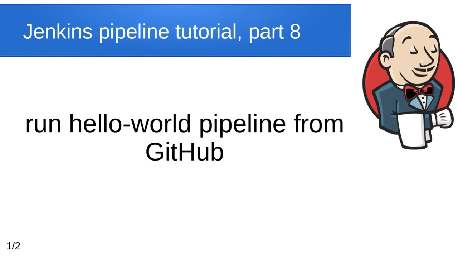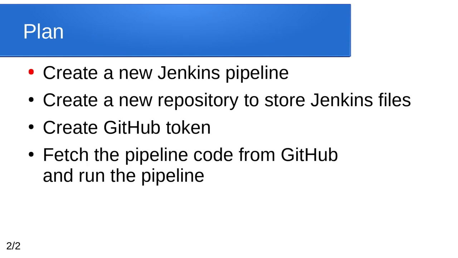It is the 8th episode of the Jenkins pipeline tutorial. In this video I will run the Hello World Jenkins pipeline from GitHub. The plan is to create a new Jenkins pipeline, to create a new repository to store Jenkins files, to create a GitHub token, to fetch the pipeline code from GitHub and run the pipeline.